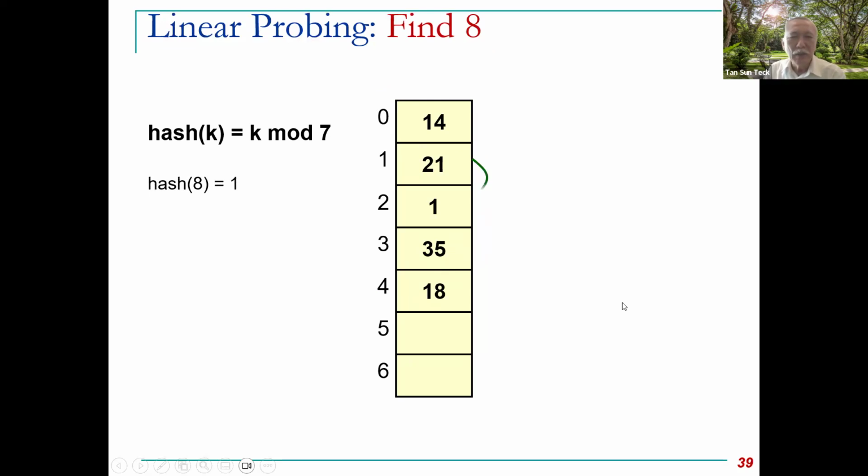Okay, so you have to look for 8. You find that K mod 7, which is 8 mod 7, is equal to 1. So you go all the way until you find an empty slot. When you see an empty slot, it means that 8 is not found. Okay, 8 is not inside the table.